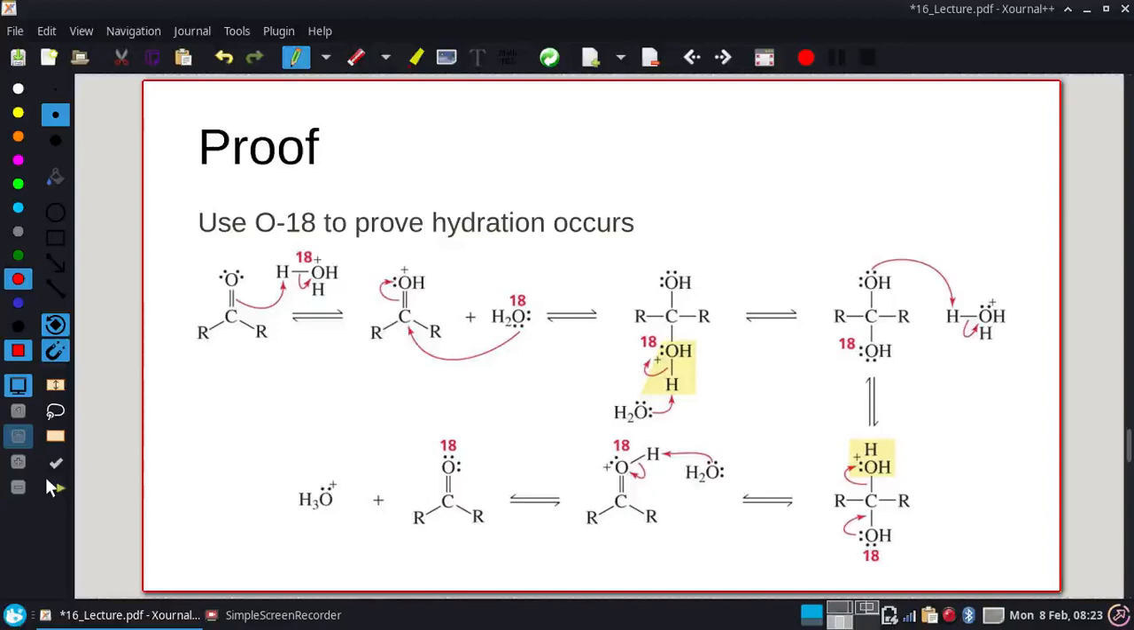All right, now something we can do to prove this is actually happening, because the weird thing is, how would you really know if it's totally reversible? Well, what we can do is put in some heavy water, some H2O with some oxygen-18 in there, and then later on test the sample. And what we find is if we leave it in there, we will get some of that O18 as part of our carbonyl. And that's how they're able to prove that this does actually occur.